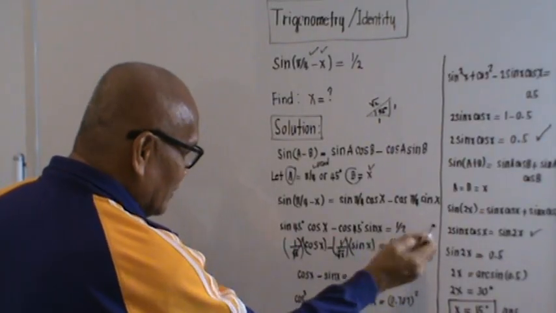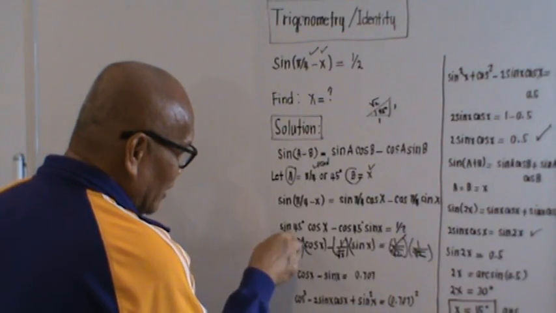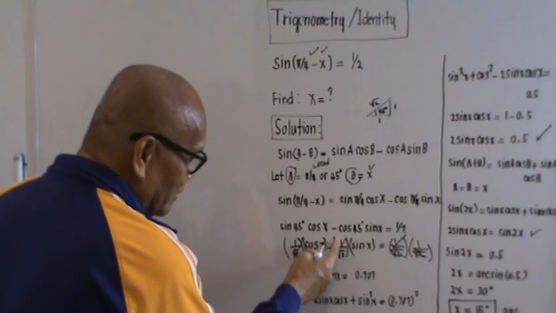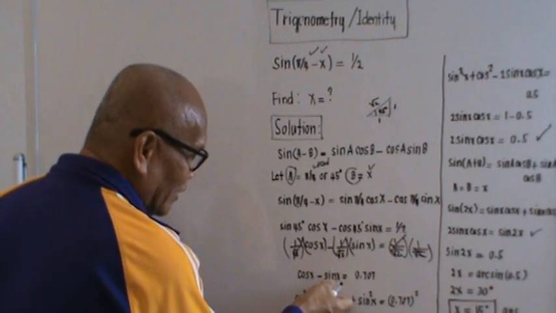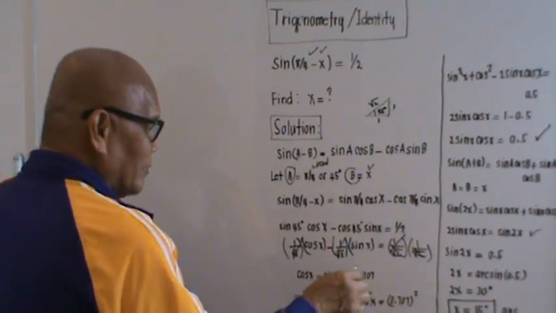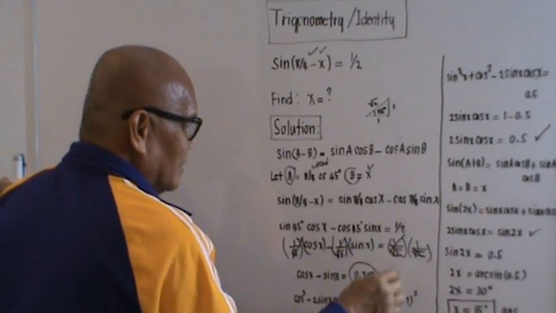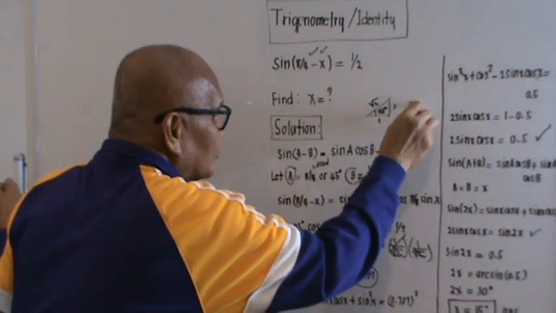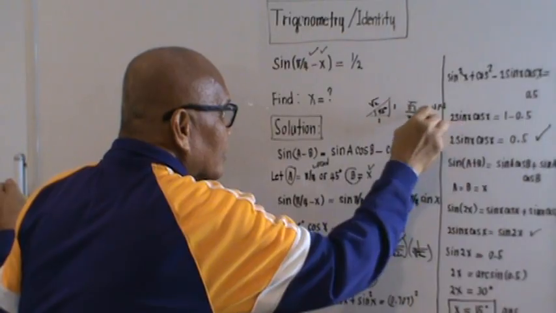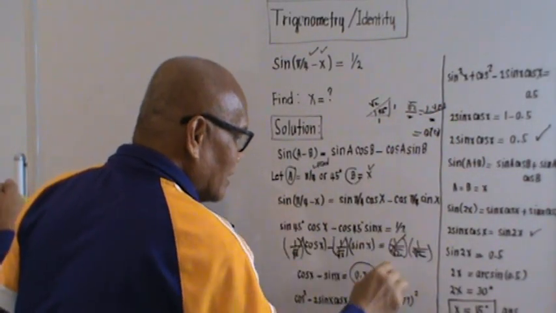What remains on the left will be cosine of x. This will become 1, so 1 times cosine of x will be cosine of x. Again, this will be 1, and 1 times sine of x will be minus sine of x. And this should be equal to 1 over square root of 2, which is 0.707. That is square root of 2 over 2, so 1.414 divided by 2 is 0.707. So the right hand side is 0.707.